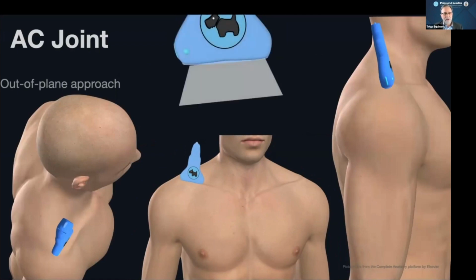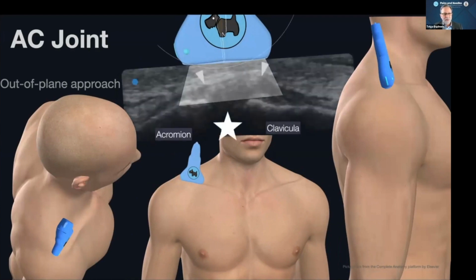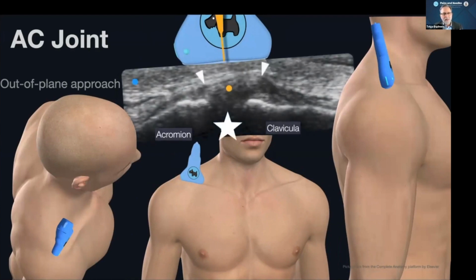While performing an out-of-plane approach, you can see only the tip of the needle. You can't see the whole needle, so this is very important for the beginner. If you are a beginner in musculoskeletal ultrasonography and spinal interventional procedures, I advise you to choose the in-plane approach for visualizing the whole body and the tip of the needle.